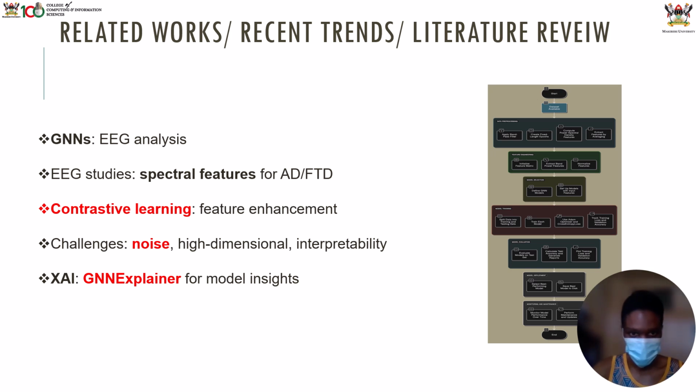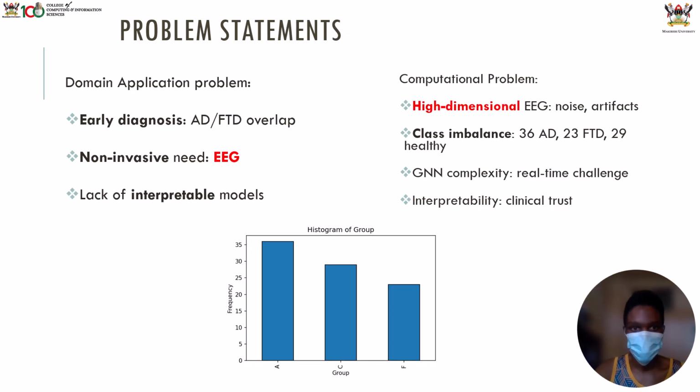Then challenges. These challenges have been seen as well, especially the noise challenge, and then high dimensionality, and then models that are easily interpretable. That's our major goal. Then also the GNN explainer, because that would be used in research to explain the model insights, how it works, the features it uses, the data it accepts.